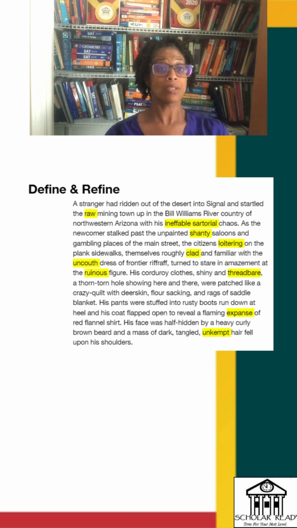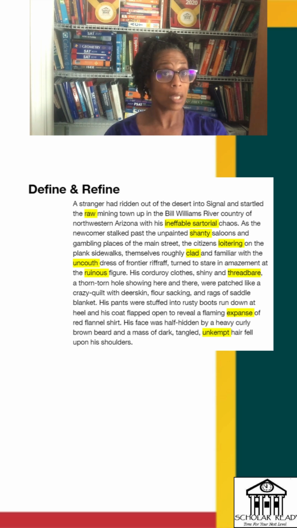So ruinous means broken down. So they're staring in amazement at this broken figure, and figure refers to the stranger. So the figure is referring to the way the stranger looks. His corduroy clothes, shiny and threadbare. So let's talk about threadbare. Threadbare is, think about clothes that have just been worn and worn and worn. They're worn down. A thorn-torn hole showing here and there.